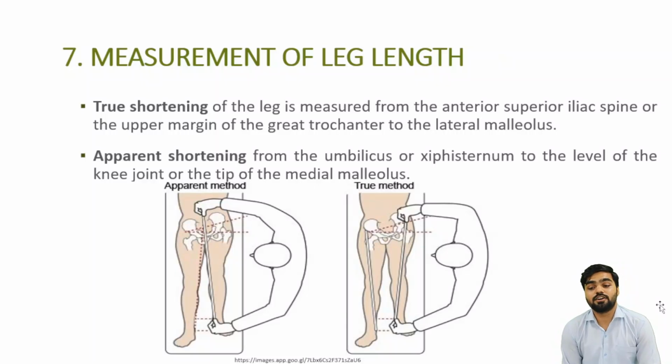Seventh is measurement of leg length. There will be two types of leg length measurement: one is true shortening and second is apparent shortening. As shown in the diagram, in true shortening, the leg is measured from the anterior superior iliac spine or the upper margin of the greater trochanter to the lateral malleolus. Whereas in apparent shortening, it is measured from the umbilicus or xiphisternum to the level of the knee joint or the tip of the medial malleolus.